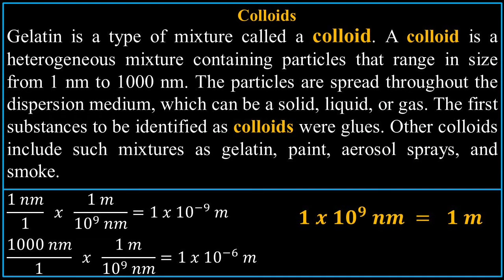Gelatin is a type of mixture called a colloid. A colloid is a heterogeneous mixture containing particles that range in size from 1 nanometer to 1,000 nanometers, or 1 nanometer to 1 micrometer. The particles are spread throughout the dispersion medium, that's the solvent in quotes, which can be a solid, liquid, or gas.